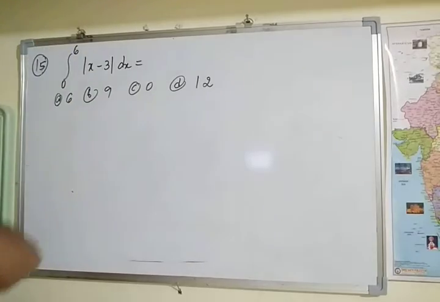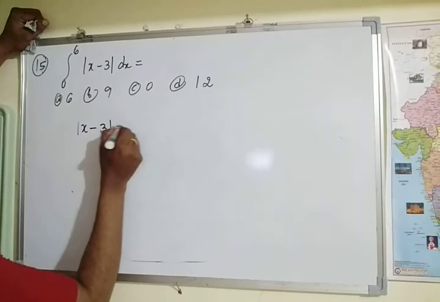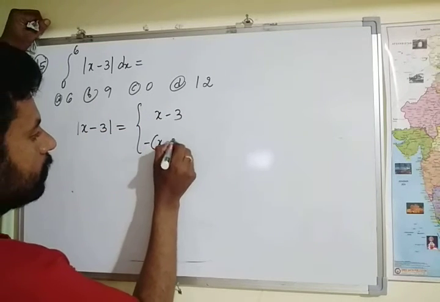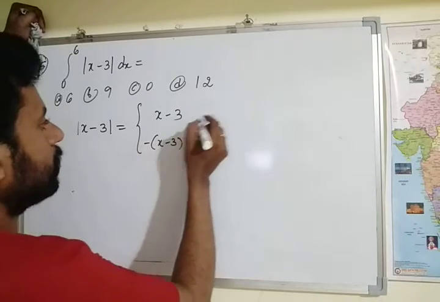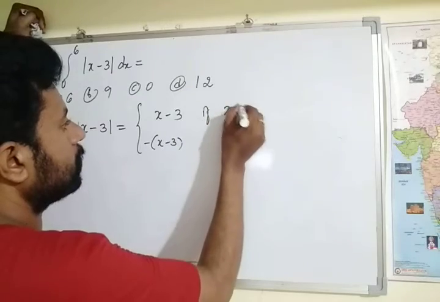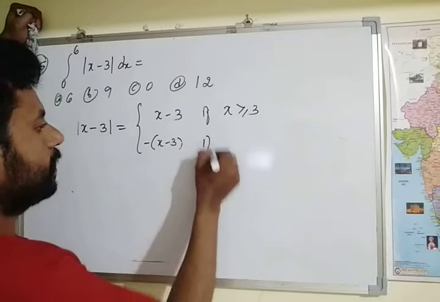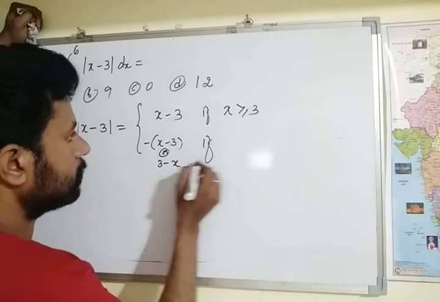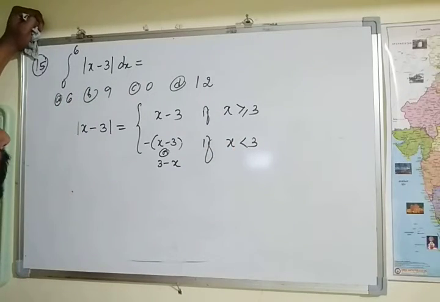Now here we have a modulus function, the integral from 0 to 6 of mod of x minus 3 dx. First we define modulus of x minus 3. It is x minus 3 when positive, or we can consider 3 minus x. So it is x minus 3 if x is greater than or equal to 3, and it can be written as 3 minus x when x is less than 3.